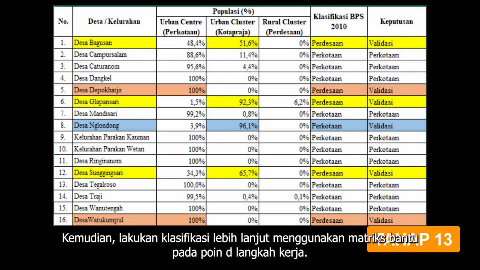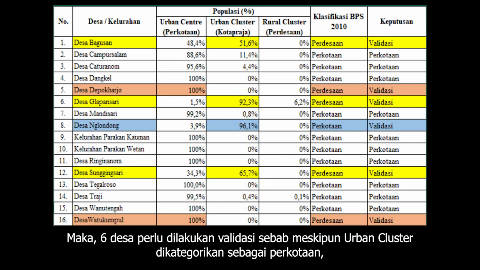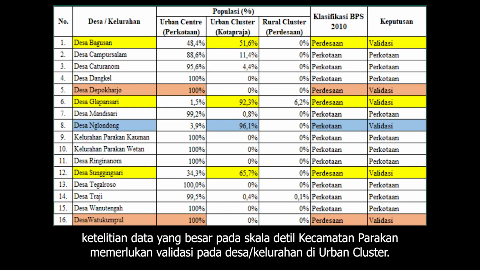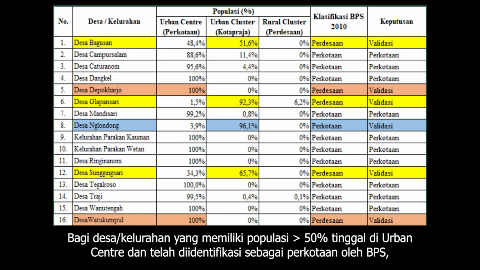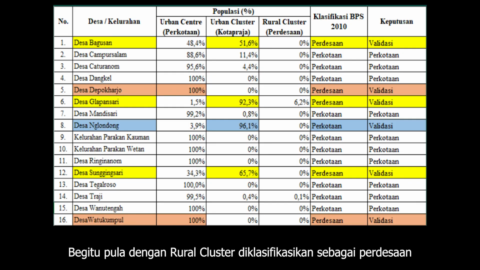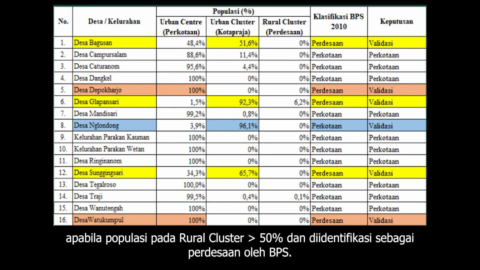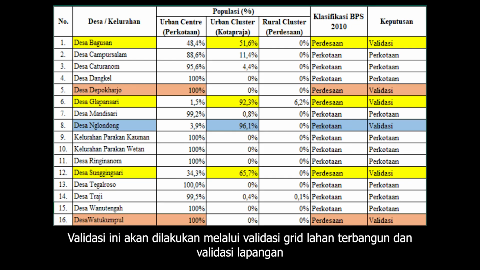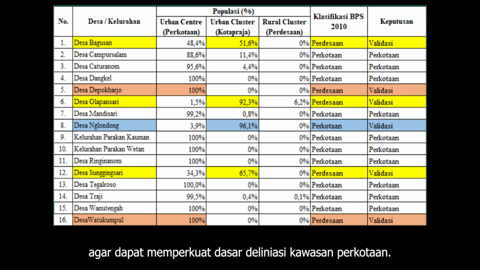Further classify using the support matrix in point D of the workflow. Validate the 6 villages, even though urban clusters are categorized as urban. High data accuracy on the detailed scale of Parakan district requires validation. Villages with more than 50% population in urban centers and identified as urban by BPS should be classified as urban, and rural clusters as rural, if more than 50% population is in rural clusters and identified as rural by BPS. Validate built-up land grids and field surveys to strengthen the urban area delineation basis.